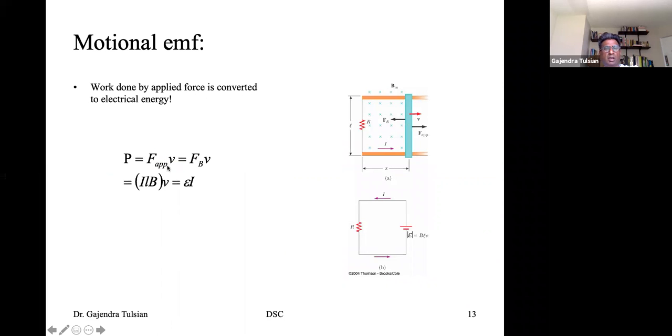So here was the input power, applied force times the velocity. The applied force was equal to the magnetic force, and the magnetic force is given by ILB, and BLV was the EMF. So this was the electrical output. So this was the electrical energy. So the power you put in is equal to the electrical energy you got out. Okay. Again, no free lunch ever. Whatever you put in is what you get out. Okay.